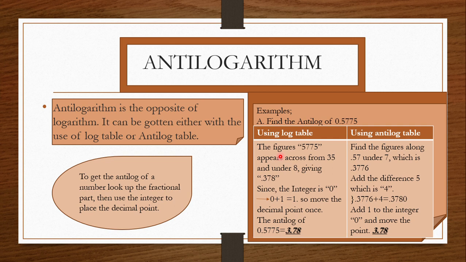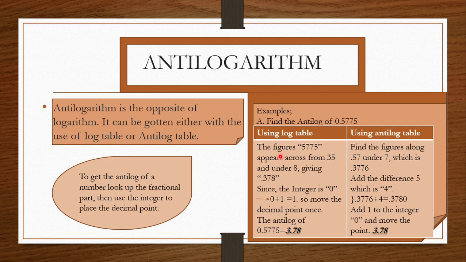This is using our log table. Sorry, my diagram of my log table is not here, so I'm so sorry for that. So here it's appearing at 37 and under the column of 8. So our answer here will now be 0.378. If you look through your 4-figure table, you understand what I'm saying.